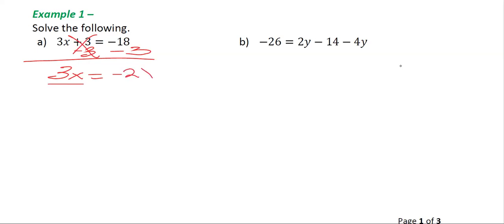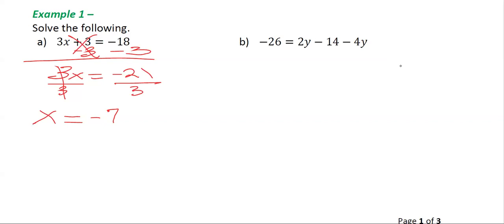Now we're going to divide by this 3 on the x because we want it to be a +1 coefficient, and that 3 has been multiplied by x, so division will undo it. Now I have x is equal to -21 divided by 3 is -7, because 3 goes into -21 -7 times.